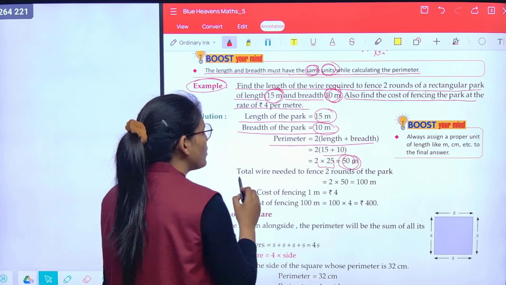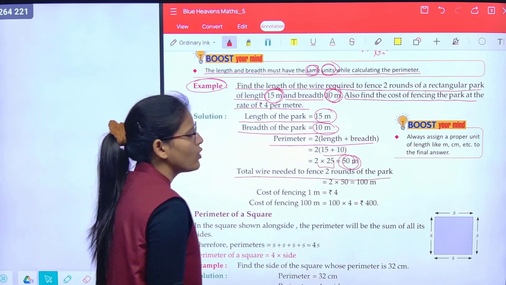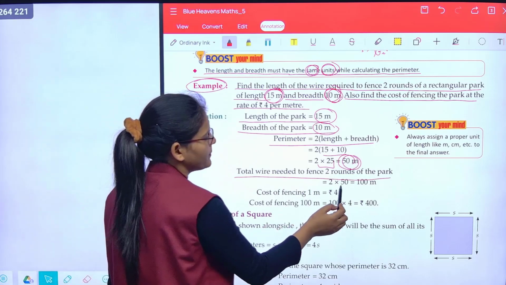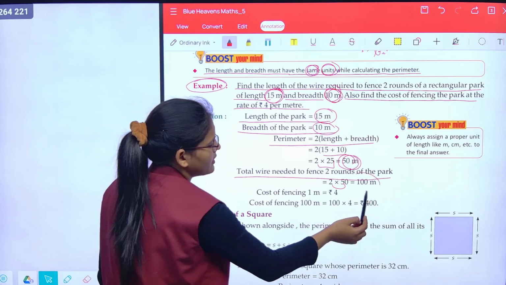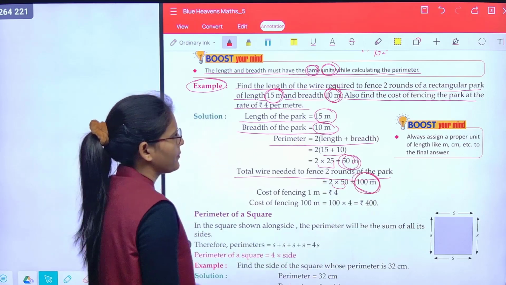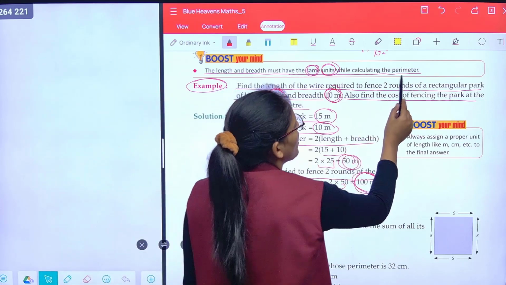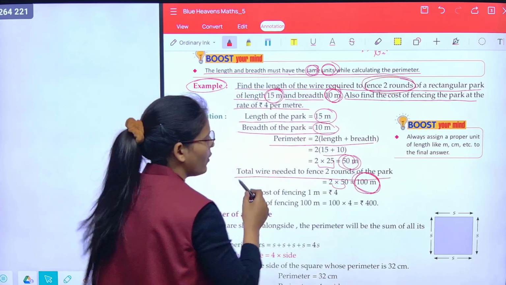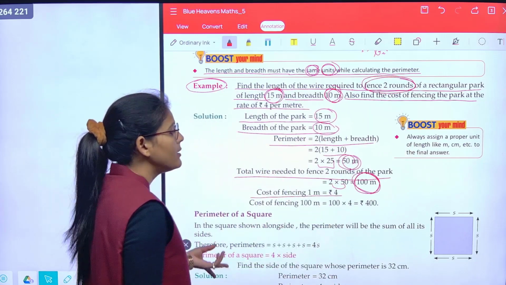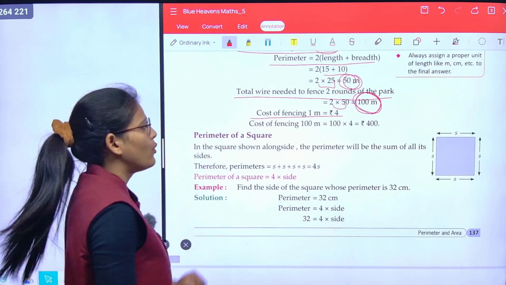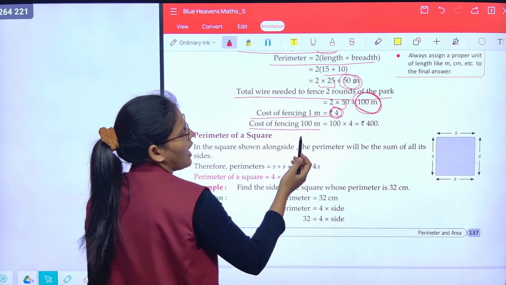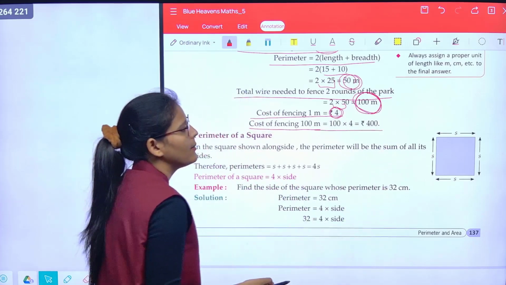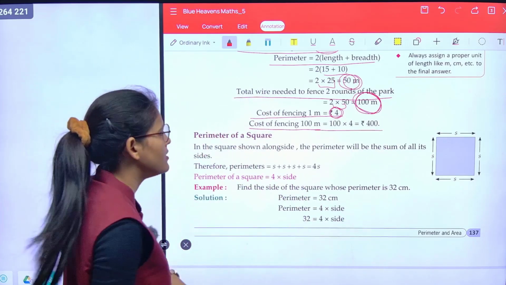Now class, total wire needed to fence 2 rounds of the park is 50 meter. So 50 multiplied by 2 100 meter. ओके क्योंकि हमने 2 राउंड्स किए थे फेंस के. ओके, नाउ कॉस्ट ऑफ द फेंसिंग 1 मीटर इज इक्वल टू ₹4. कॉस्ट ऑफ फेंसिंग 100 मीटर इज इक्वल टू 100 मल्टीप्लाई बाय 4 इज 400 rupees.